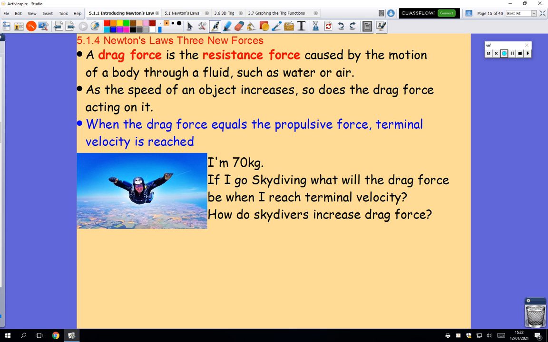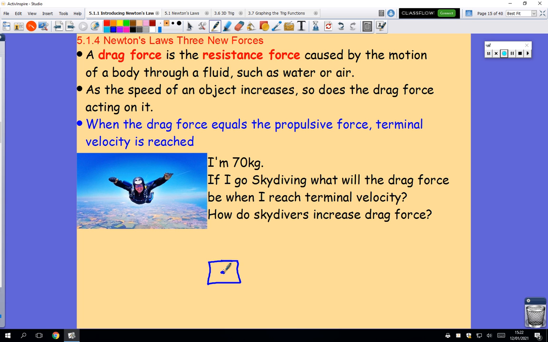So I'm 70 kilos. If I go skydiving, what will the drag force be when I reach terminal velocity? I'm going to draw a little force diagram just to model this. That's me. What will the drag force be when I reach terminal velocity? First of all, we need to think about what forces are acting on me as I go skydiving.